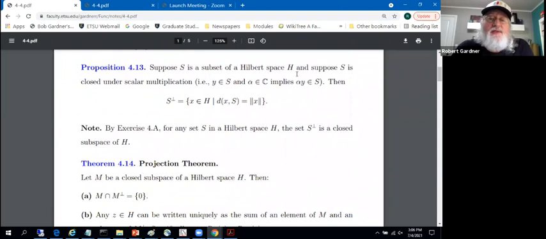First proposition says, suppose S is a subset of a Hilbert space H, and suppose S is closed under scalar multiplication. So a subset closed under scalar multiplication, not an assumption of subspace, but an assumption of a subset closed under scalar multiplication. Then the claim is S perp, that is all x in H that are perpendicular to S, actually equals the set of vectors for which the distance from that vector x to set S is equal to the norm of the vector.